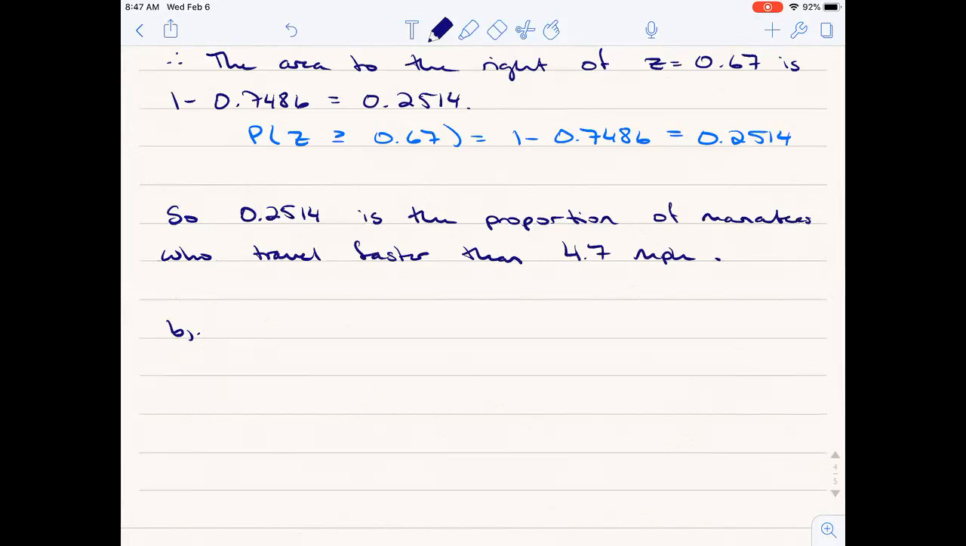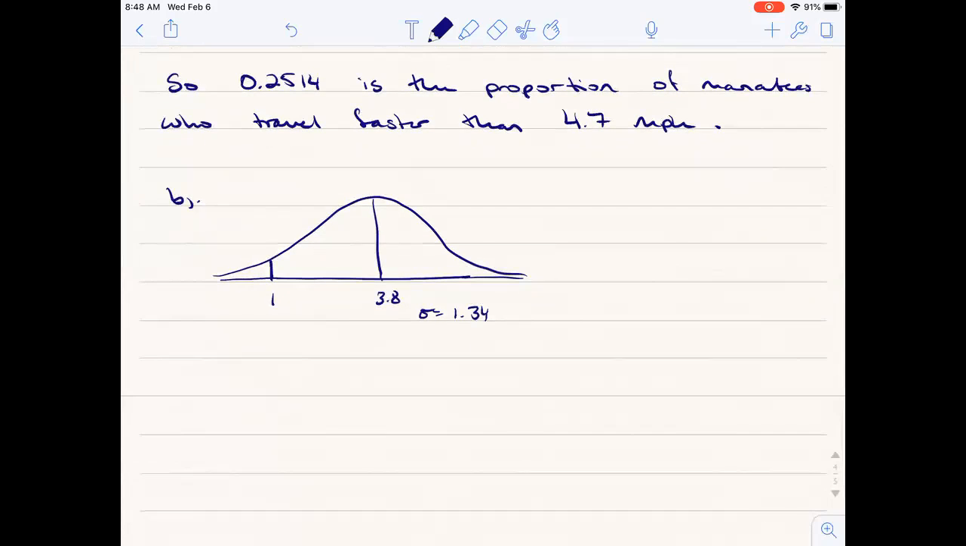B is similar, right? Now we want to know what's the probability of a manatee that travels slower than 1 mile per hour. So we've got the same kind of situation here. Got a normal distribution still, and it's centered on 3.8, and sigma is still 1.34. But now we're down here at 1 mile per hour, and we want to know what's the probability of finding one that's slower than that.